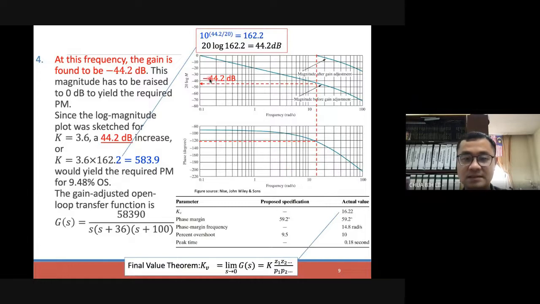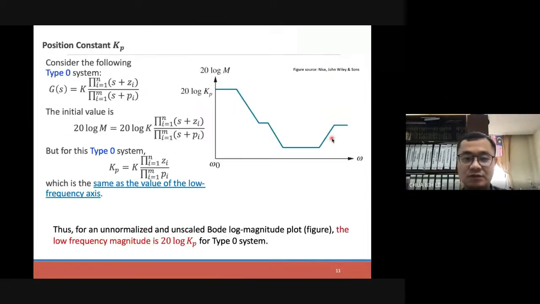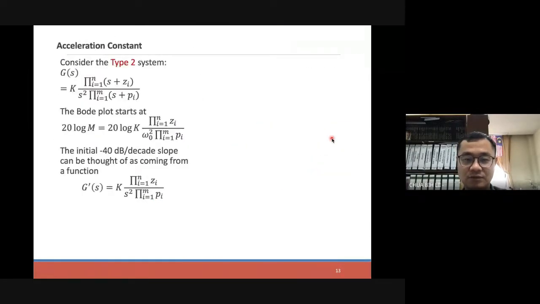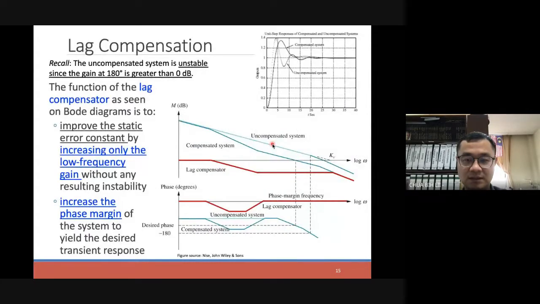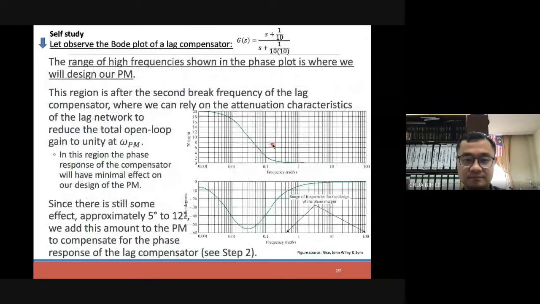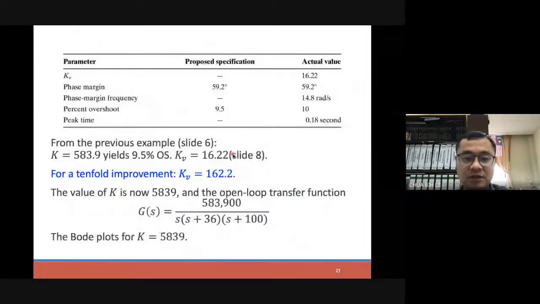Yeah, cannot see. Okay, never mind. Later you can try it, to replot it. So you will get the Kv approximately 16.22.